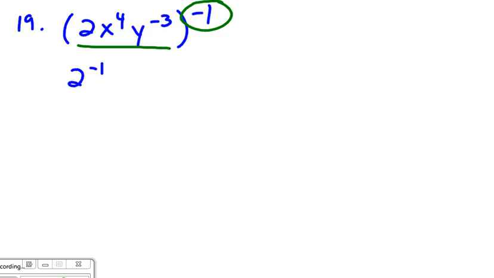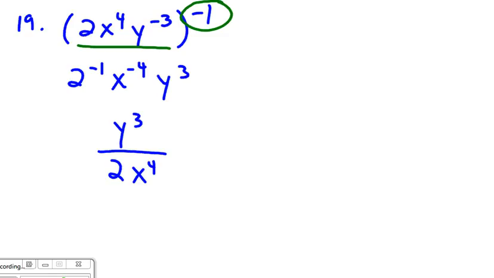So 2 to the negative 1, x to the 4 times negative 1 is negative 4, y to the negative 3 times negative 1 is positive 3. Now I'll deal with the negative exponents. Obviously the 2 and the x have a negative exponent, so I'll flip those to the bottom. So the y to the third will stay on top, 2 to the first on the bottom, x to the fourth on the bottom.